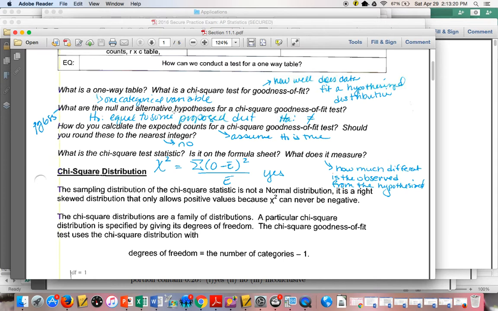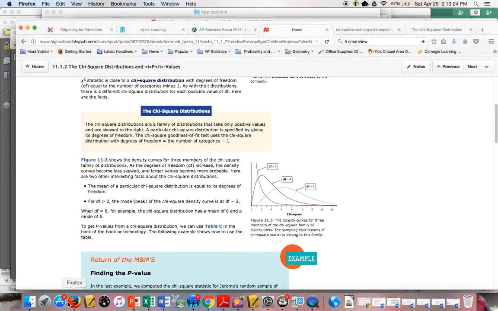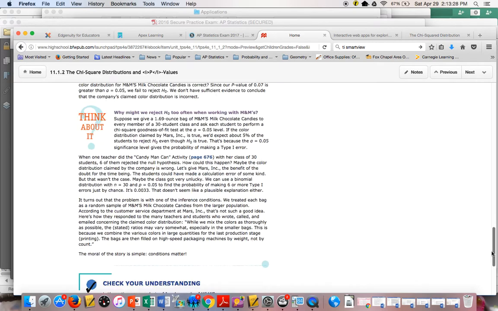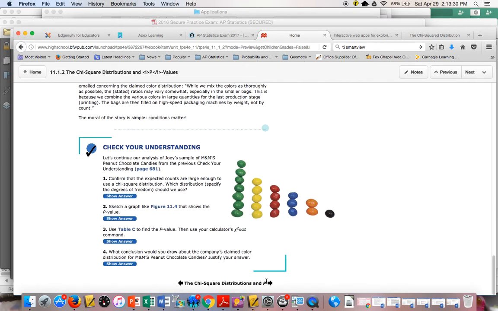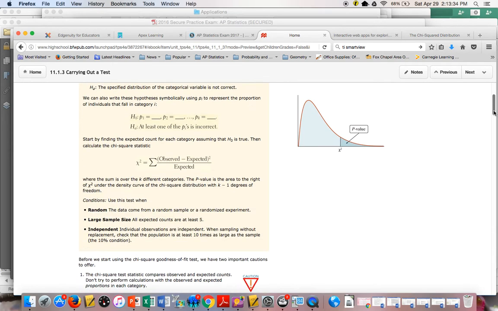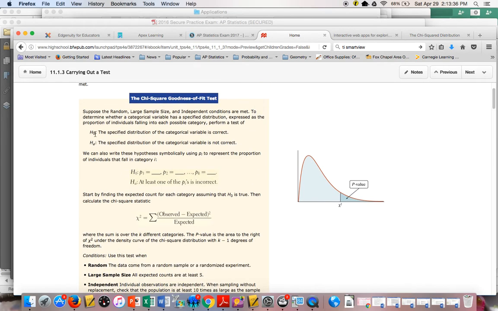The hypotheses, you should have gotten this from your textbook. They'll look like this. There are two ways you could write them. The null can say the specified distribution of the categorical variable is correct. The alternative can say the specified distribution of the categorical variable is not correct. Obviously, these would be in context.